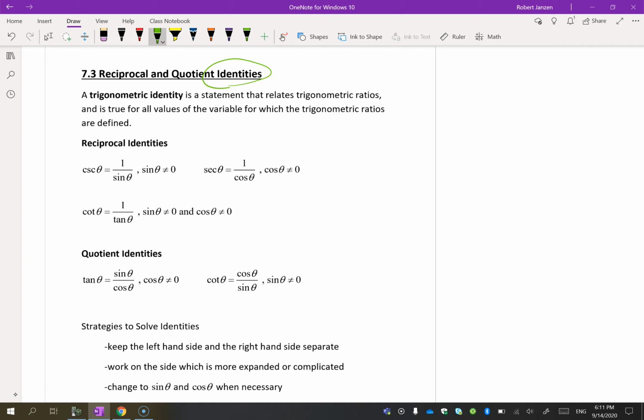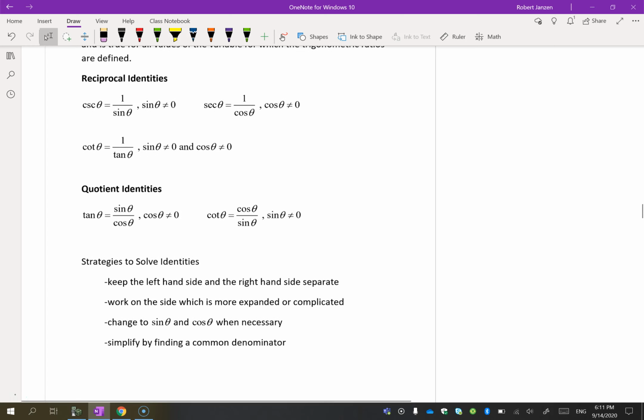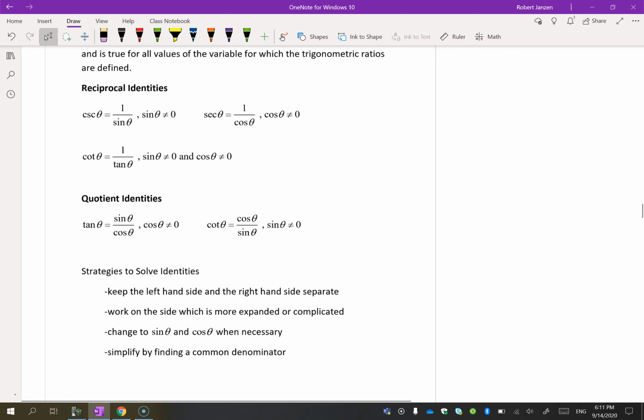All right, you already know some identities. Here's one. You know that cosecant is 1 over sine. Always. Not sometimes, always. No matter what the value of theta is, that's always true. Same with secant equals 1 over cos. Same with cotan is 1 over tan. These are all identities that we've already kind of been introduced to. An identity means that they are true for all values of theta, or all values of the variable.